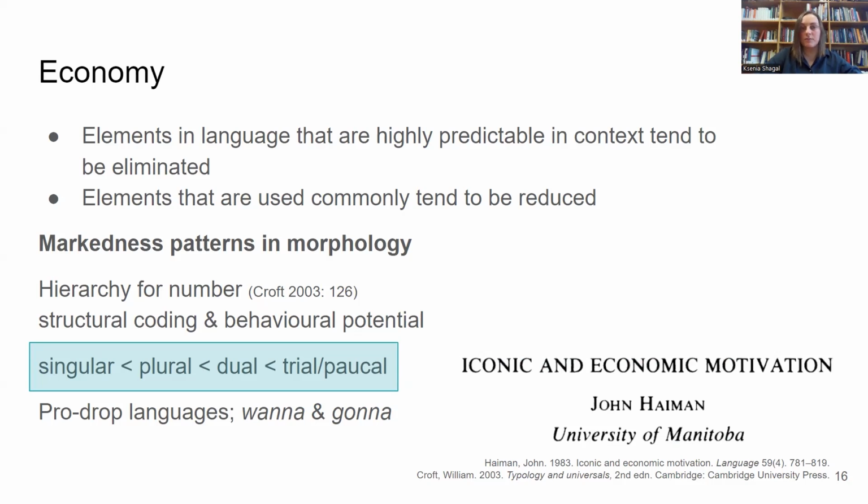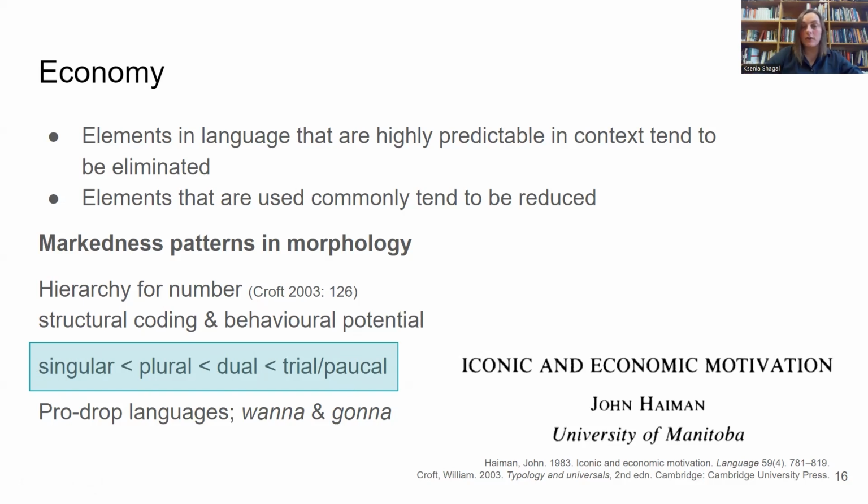And this principle has been used to explain markedness patterns in morphology. So for instance, the markedness hierarchy for number that we already saw last time: singular is the least marked, and then plural is more often marked, or if both are marked, then plural involves a larger number of morphemes, or at least the same number of morphemes as the singular, and then dual and trial or paucal number are even more marked.